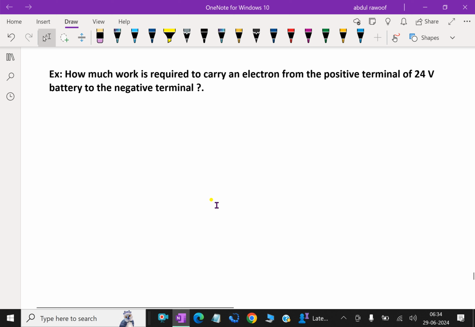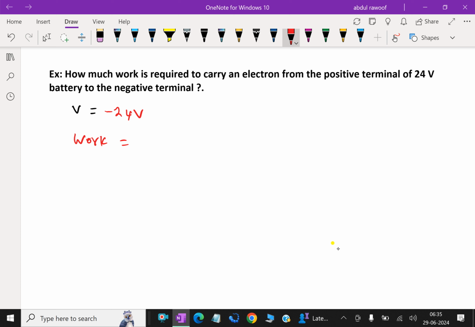Look at these examples. How much work is required to carry an electron from the positive terminal of a 12-volt battery to the negative terminal? Here, you have to calculate the work required to carry an electron from the positive terminal of a 24-volt battery to its negative terminal. First, the voltage is required. Therefore, the voltage is given as minus 24 volt.